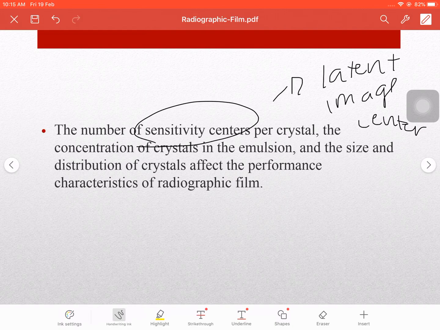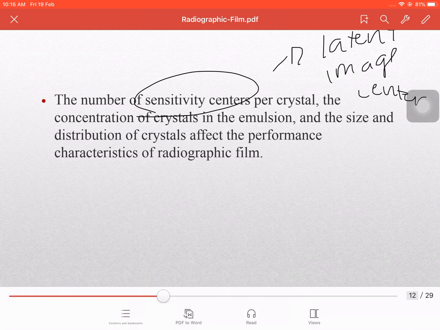Okay? Saan po manggagaling yung silver sulfide na yon? So, silver sulfide, it is from the combinations of our silver metallic and bromine and iodine. Kapag kasi nagkakaroon ng formation on these two chemicals, there is a releasing of an electron, of a positive and a negative electron. And this positive and negative can have a halide crystals. And these halide crystals are the sulfides. Okay? So the number of sensitivity centers per crystal, the concentration of crystals in the emulsion, and the size and distribution of crystals affect the performance characteristics of radiographic film.